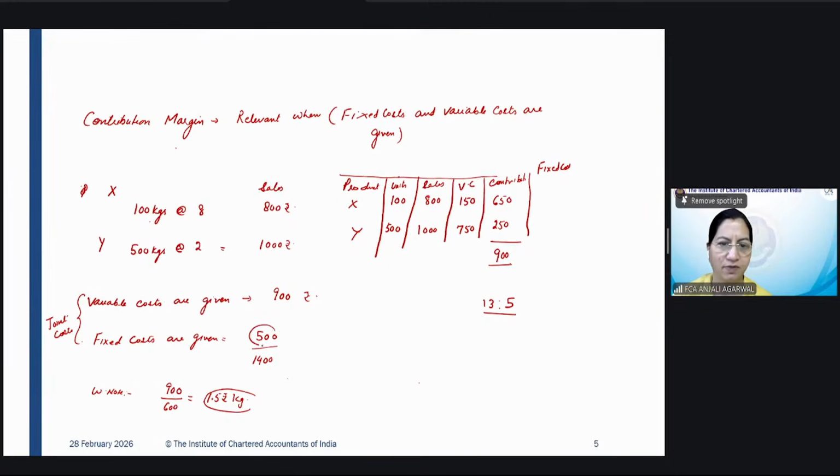So what are the fixed costs? 500. You will have 500 divided by 18. The ratio is 27.77 into 13. So 361 goes to product X and the remaining goes to product Y. So this is the ratio in which the fixed costs would be allocated.